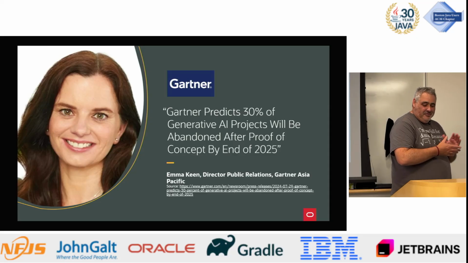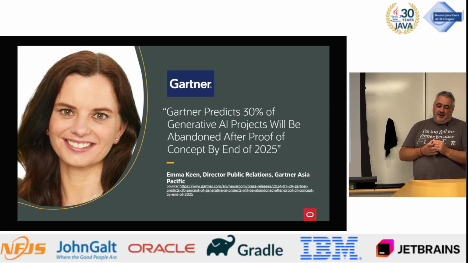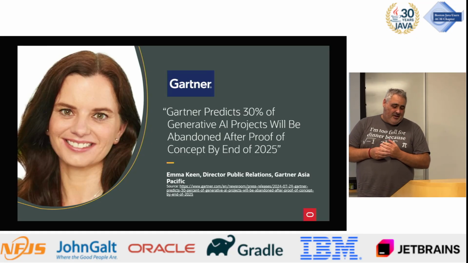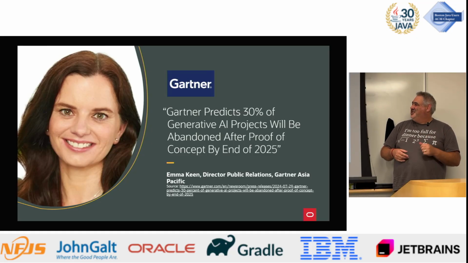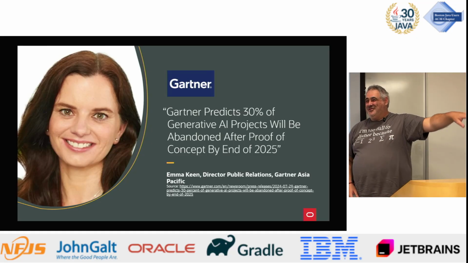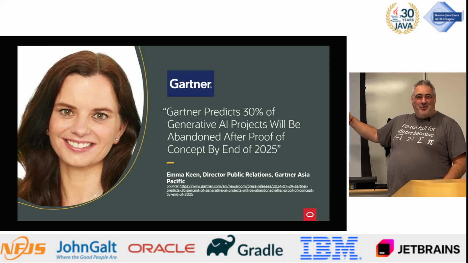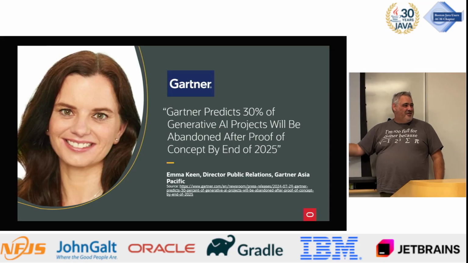Gartner made an interesting prediction that 30% of GenAI projects would be abandoned after proof of concept by the end of this year. Now, somebody who will remain nameless told me that this looked like an AI generated image, but this is the real person who really wrote this report. She exists. She works for Gartner in Asia Pacific.